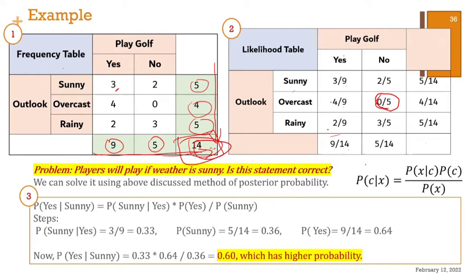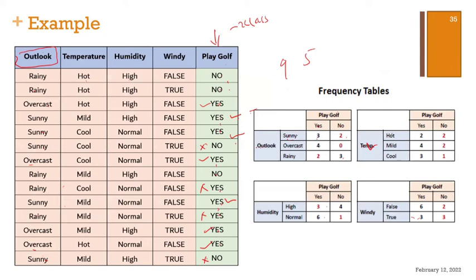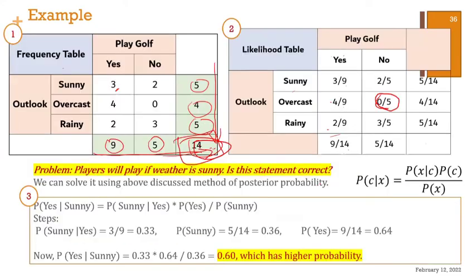Now, having calculated this for outlook, the same thing we have done for outlook, you have to do for the other 4 frequency tables. You do it for temperature, you do it for windy, you do it for humidity. Just the same procedure. Now, for the sake of brevity, let us move ahead and solve a small problem here.